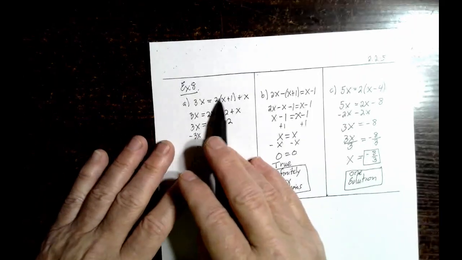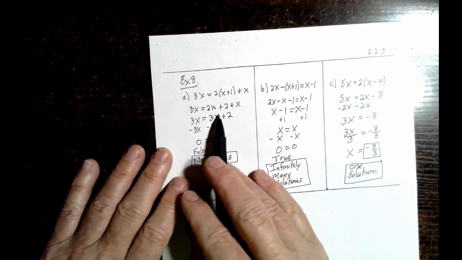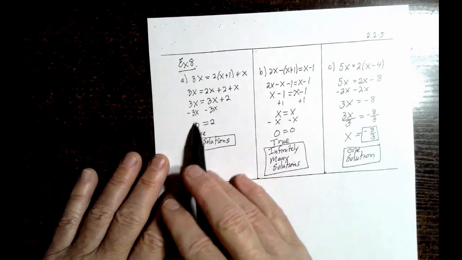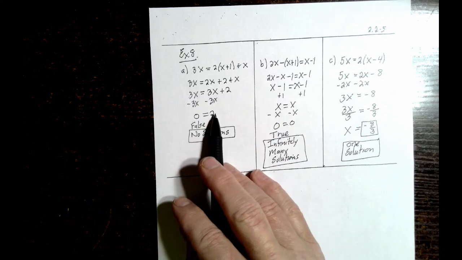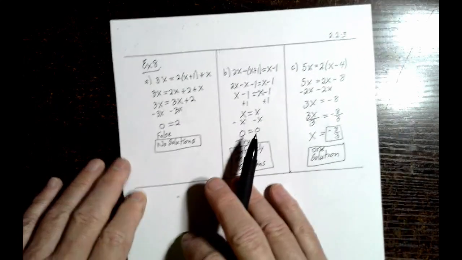In this one, you're going to distribute the 2. You're going to combine the 2x and the x to give you 3x. And then you're going to subtract 3x from both sides, and you get 0 equals 2. Now, when does 0 equal 2? Never. So this is a false answer, so there's no solution.